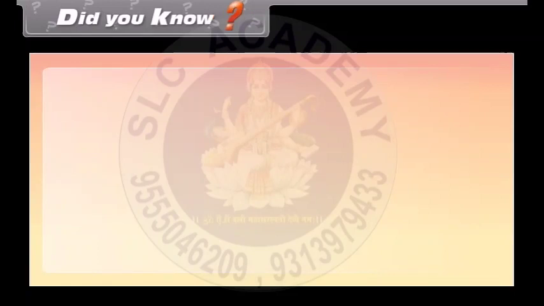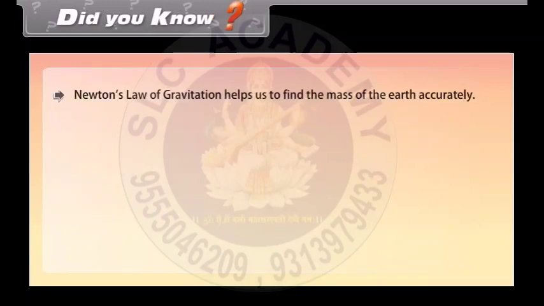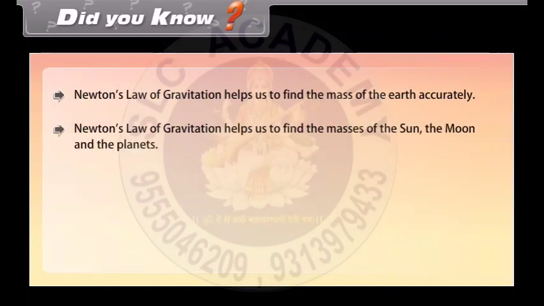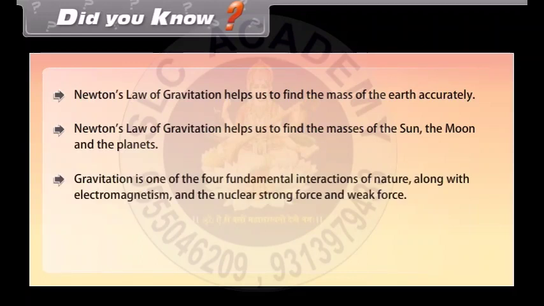Did you know Newton's law of gravitation helps us to find the mass of the Earth accurately? Newton's law of gravitation helps us to find the masses of the Sun, the Moon, and the planets. Gravitation is one of the four fundamental interactions of nature, along with electromagnetism and the nuclear strong force and weak force.